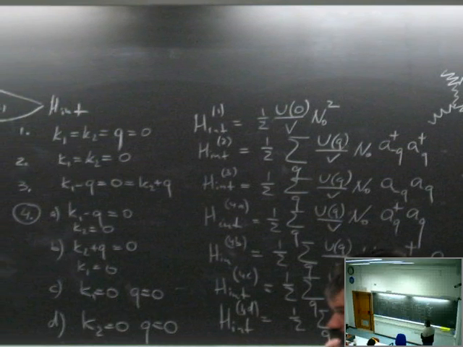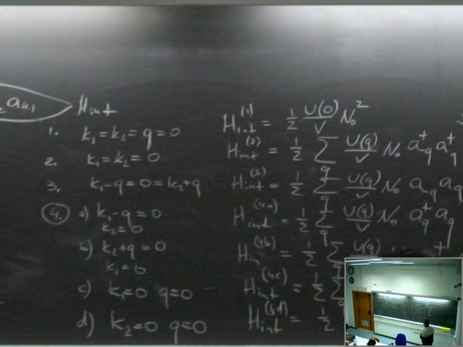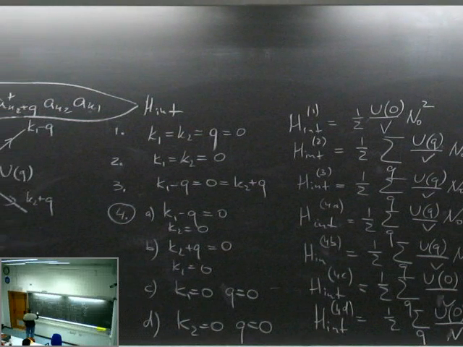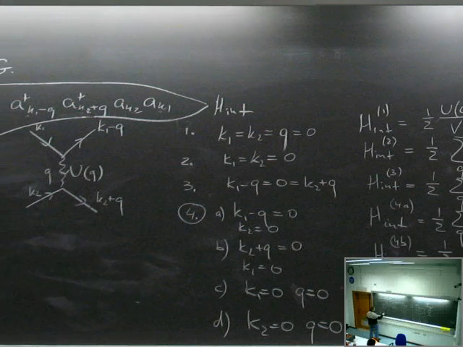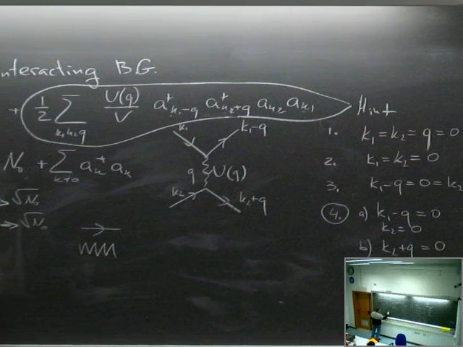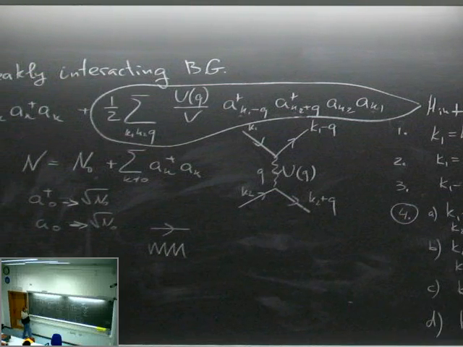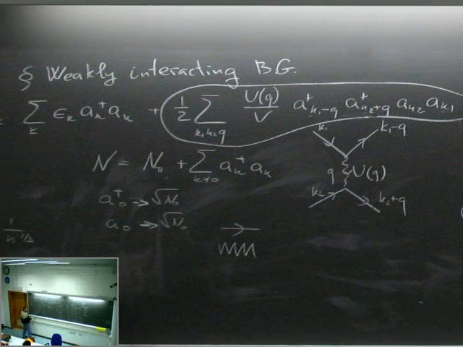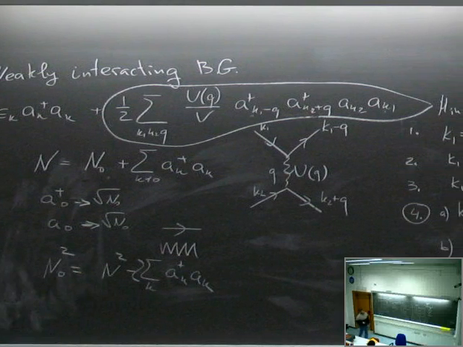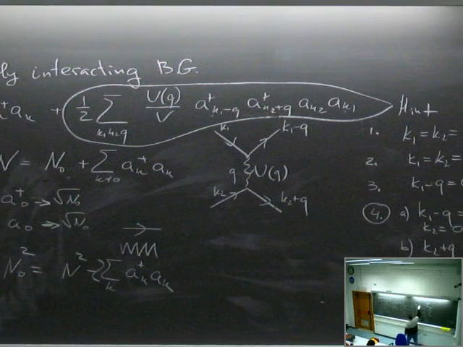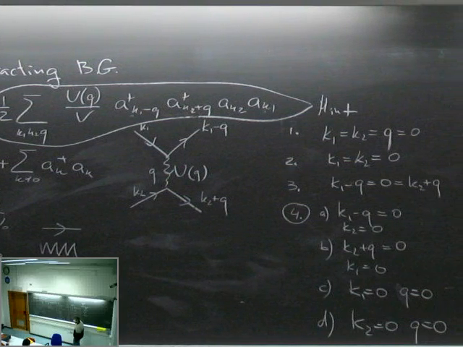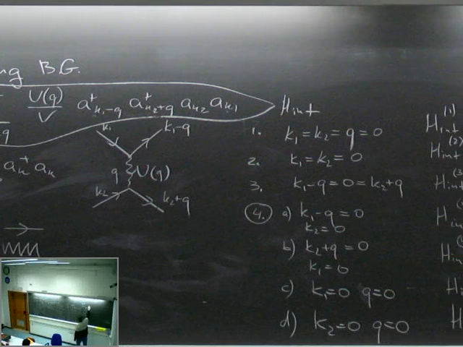So let's now collect all the terms and use the fact that a_0 dagger a_0, which is N_0, is equal to N minus sum over K, a dagger K, a K. Therefore, N_0 squared is N squared minus twice this. I need to plug it in here, and it will lead to twice this term coming with opposite signs.